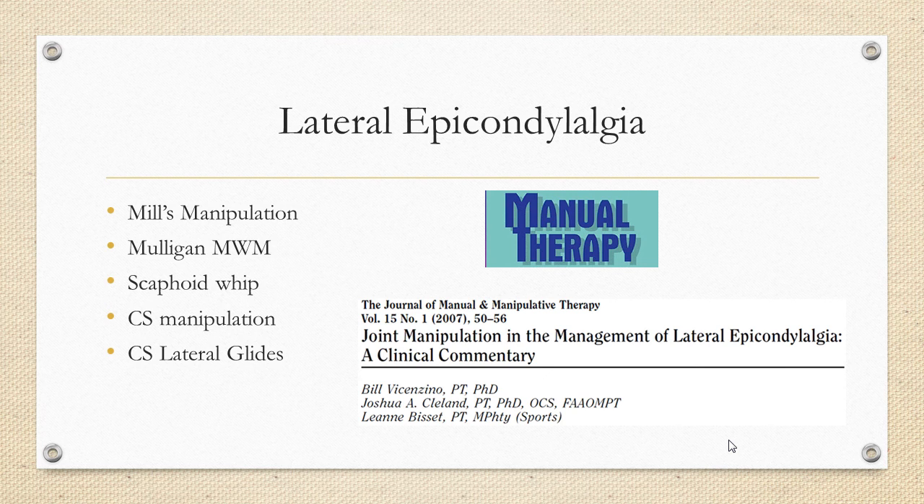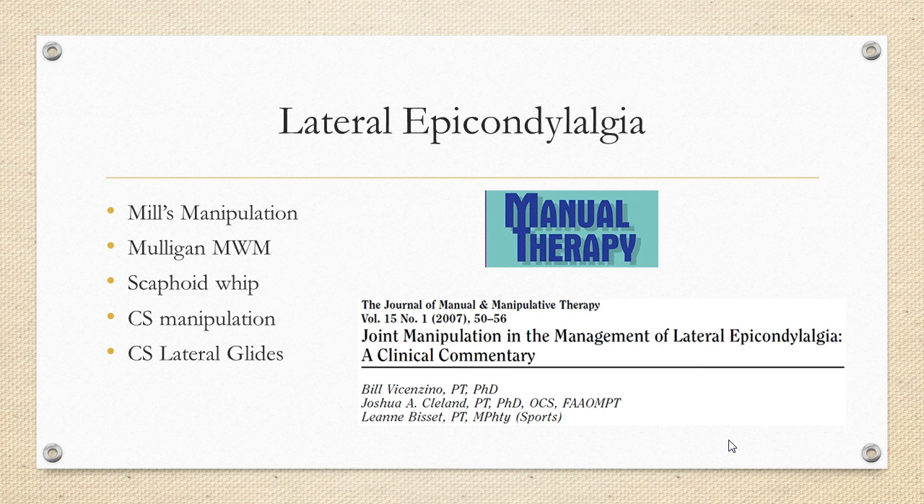So our next study specifically looked at lateral epicondylgia. It was a clinical commentary, and it looked at joint manipulation and mobilization in the management of this diagnosis. The purpose was to describe existing evidence that demonstrated joint manipulation directed at the elbow and wrist, as well as cervical spine and thoracic spine, that produced positive outcomes with lateral epicondylgia. There was also a proposed treatment classification system that was introduced and discussed. They primarily looked at 3 treatment areas: manipulation of the elbow, manipulation of the wrist, and the cervicothoracic spine.